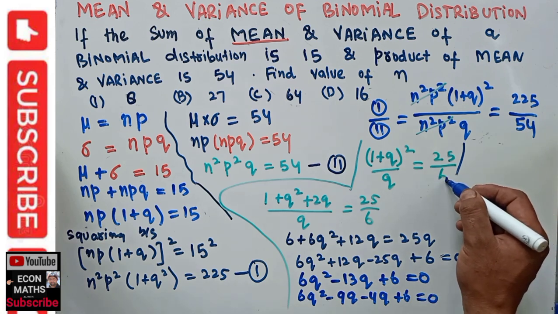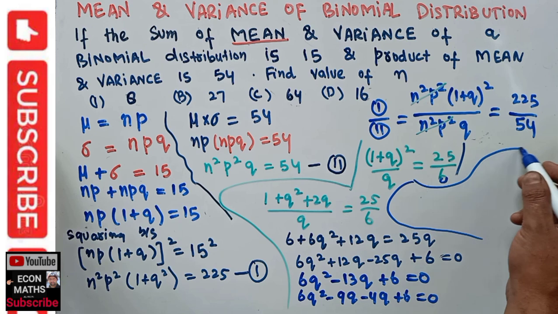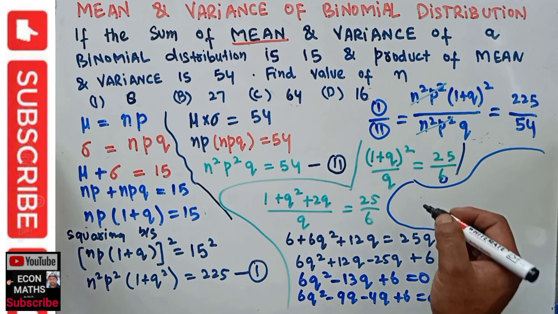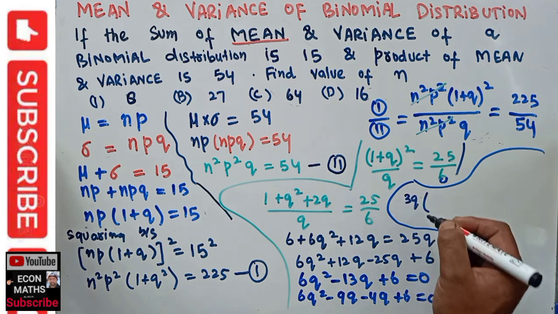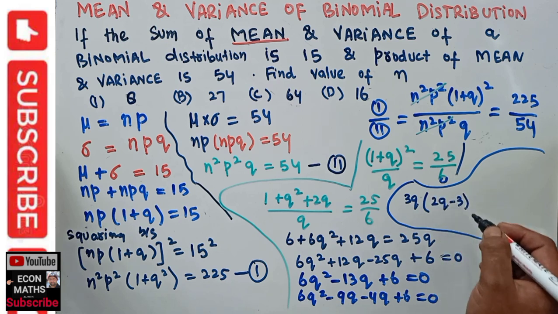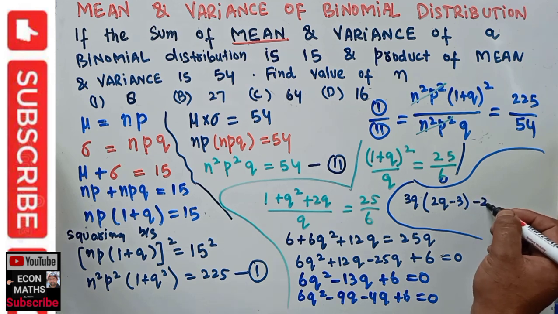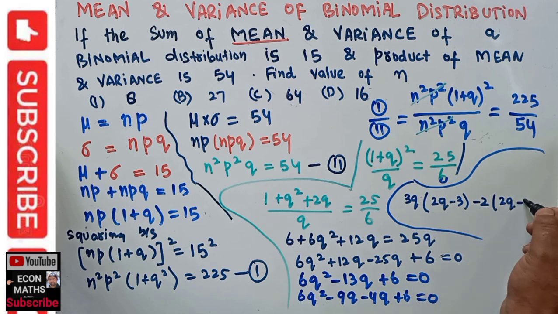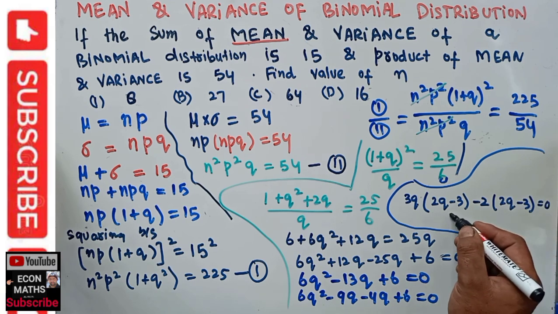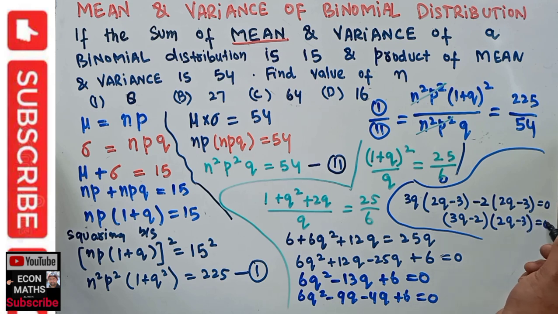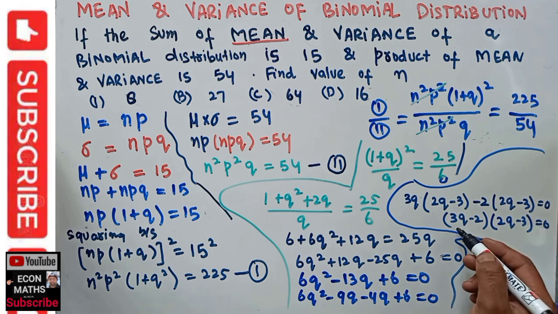Let's factor out here. In the first two terms I can take 3q common, so I am left with 2q minus 3, and let's take minus 2 common here, so we are left with 2q minus 3, should be equal to 0, which implies 3q minus 2, if I take this common, and 2q minus 3 should be equal to 0. Either this term is 0.